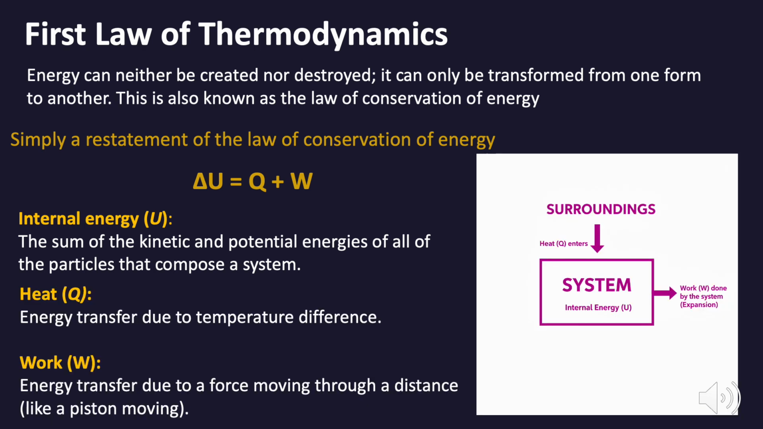Next, heat, Q. Heat isn't energy inside. It's energy moving because of a temperature difference. Imagine a hot coffee mug warming your hands. Heat flows from hot to cold. Positive Q means heat enters the system and negative means it leaves. Look at the diagram. Heat absorbed by the system.